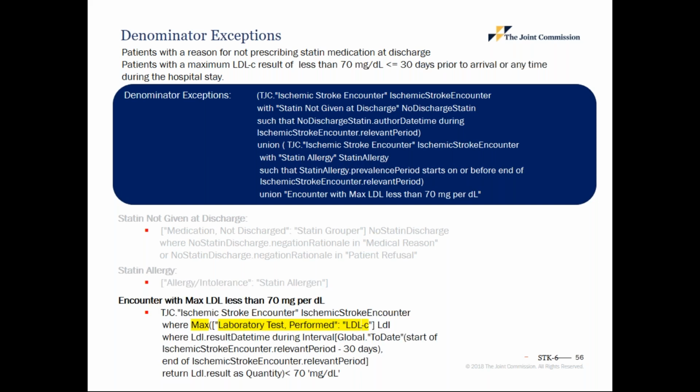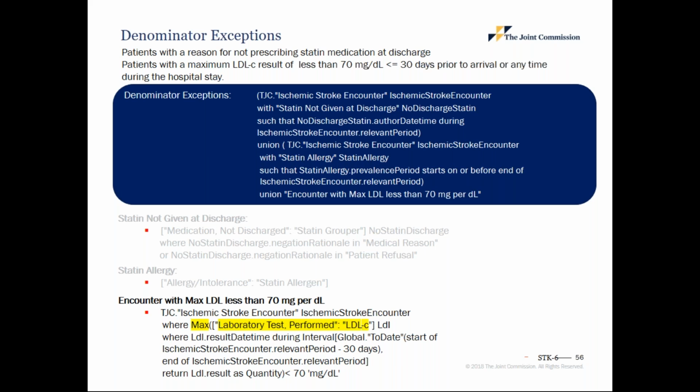In this next definition, encounter with max LDL less than 70 milligrams per deciliter, this was moved from being a denominator exclusion to a denominator exception. So now the patient is no longer automatically excluded based on their LDL. Remember, a denominator exception is processed after the numerator. We move to the definition below.